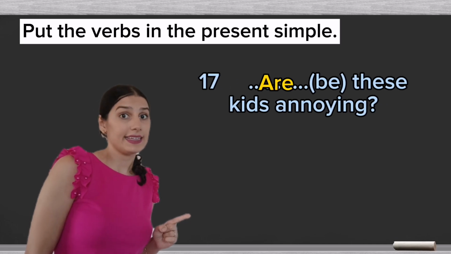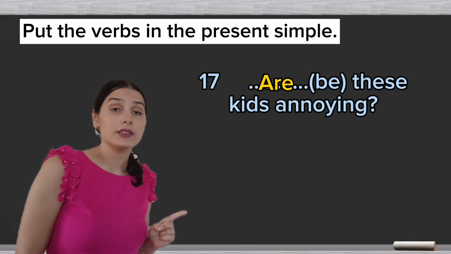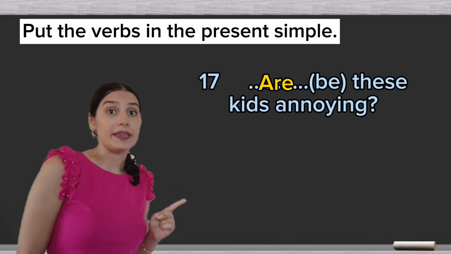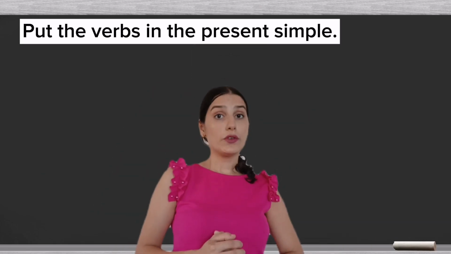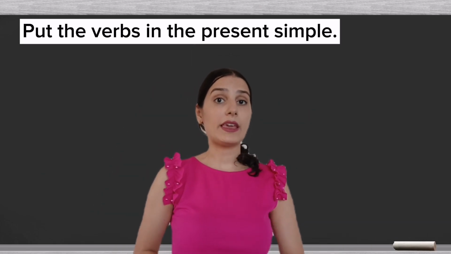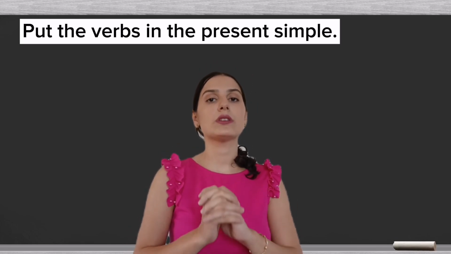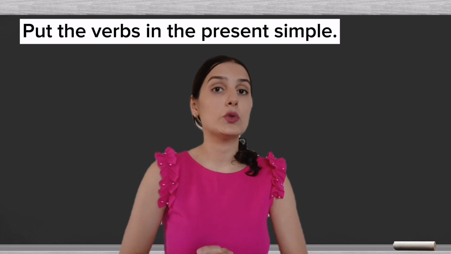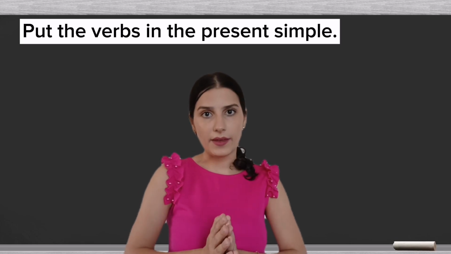Are these kids annoying? Since it's a question, we have to start with verb be. Don't forget that when we are making questions with the verb be, we don't need to use verb to do or verb do at all. We just use verb to be.